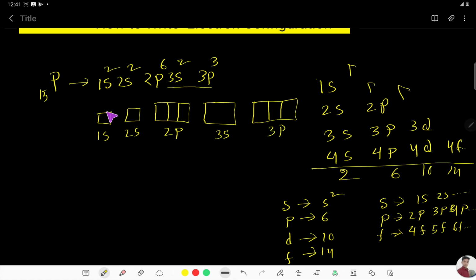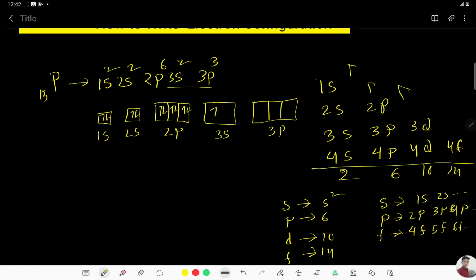So in the s subshell we have 1 orbital, so here we are giving 2 electrons with opposite direction. For 2s we'll write 2 electrons with opposite direction. 1 electron will spin in a clockwise direction, another electron will spin in an anti-clockwise direction. For 2p we have 6 electrons, so 2, 4, 6.